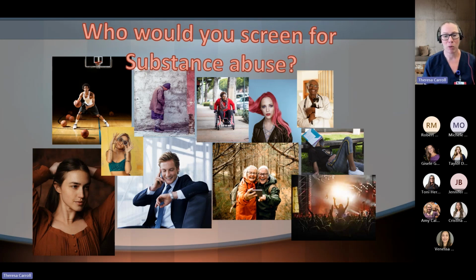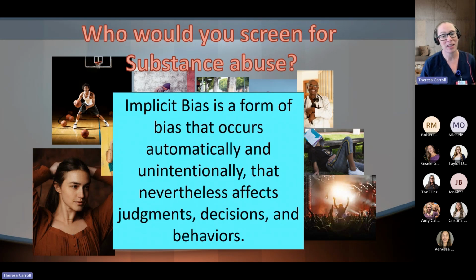We want to highlight for everyone that implicit bias is a thing, and it's a form of bias that occurs automatically and unintentionally, and nevertheless affects our judgments, decisions, and behaviors. So particularly around the substance use disorders, we found implicit bias can be very challenging as it impacts people's opinions on who they should screen or whether they should be concerned or not. So it's not that we don't have bias, we all have it. It's neither good nor bad, it just is. It comes from our background, from our personal experience.